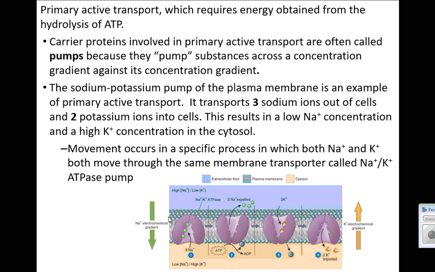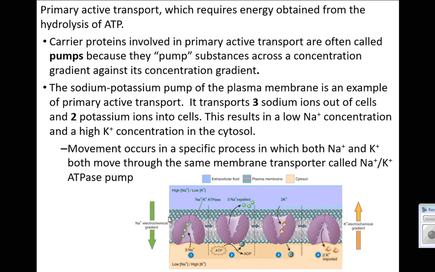The best example of this is down at the bottom with the protein known as the sodium potassium ATPase pump. Notice how I said pump, because that's the other name for carrier proteins involved in this process. This process moves 3 sodiums against their gradient from low to high, and potassium against its gradient, 2 of them from low to high.